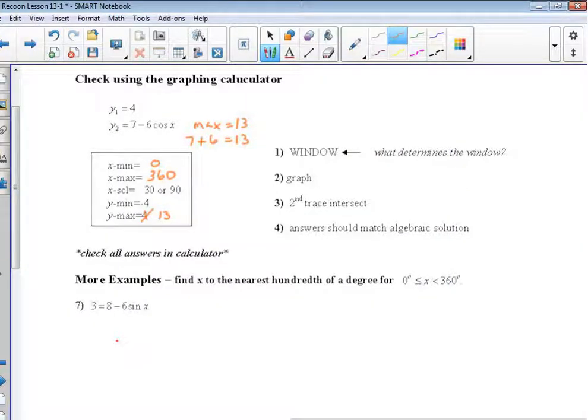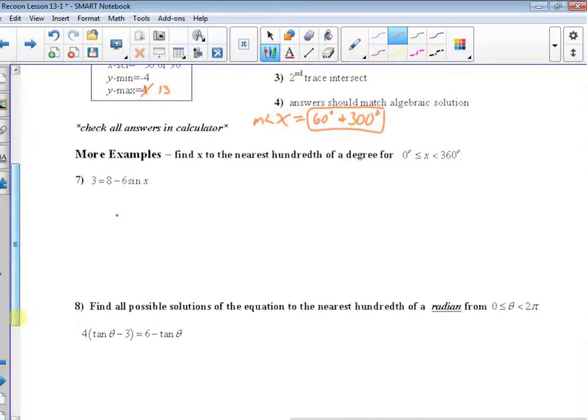Okay, so we got the measure of angle x to be 60 and 300, which is what we got when we did it algebraically. All right, so you need to solve these algebraically, though, because that's what you would be asked to do when you're taking your final. So let's take a look at number 7.